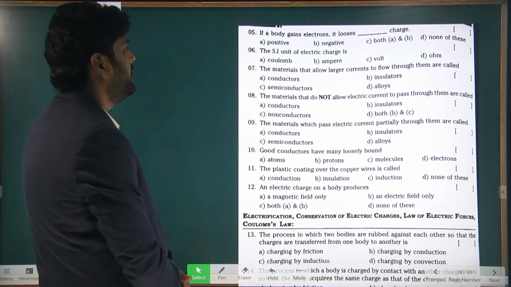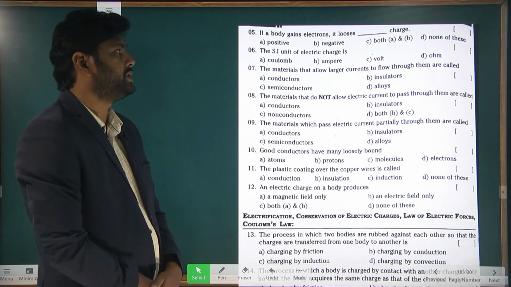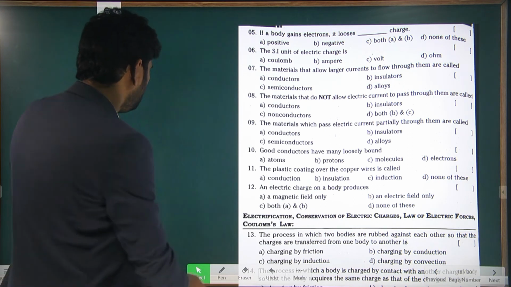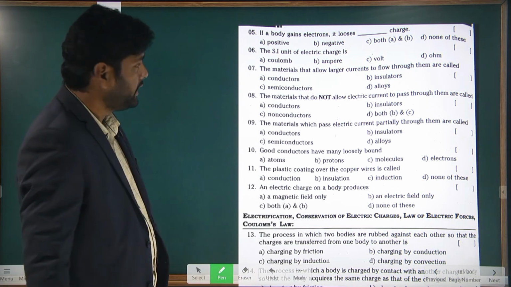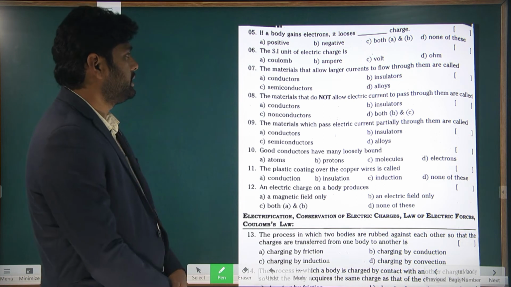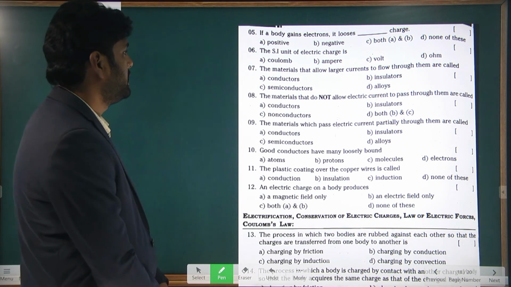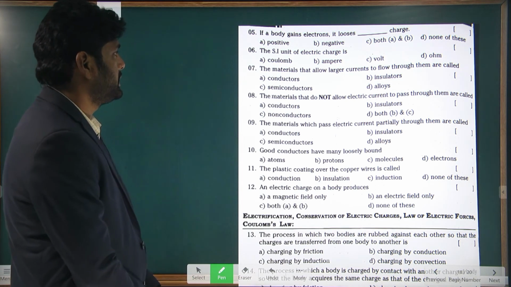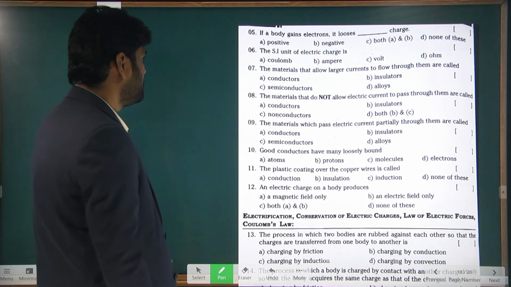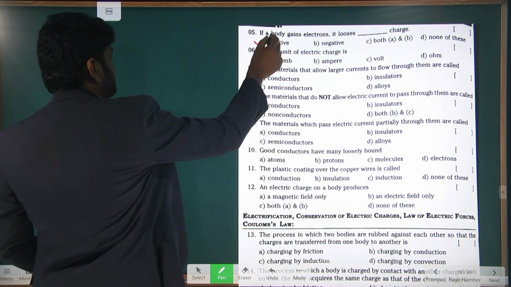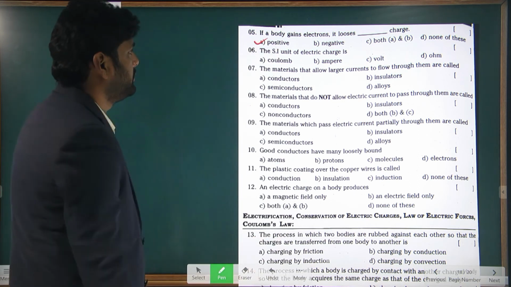If a body gains electrons, it loses dash charge. So now let's do some questions. If a body gains electrons, it loses dash charge. Negative charge or positive charge? Gaining the electron means it loses positive charges. Okay.